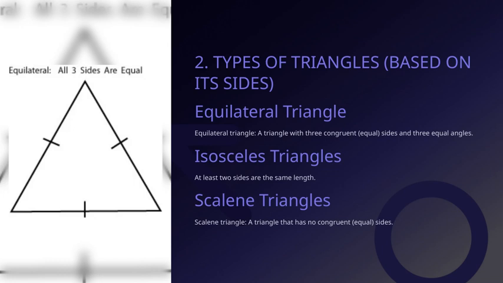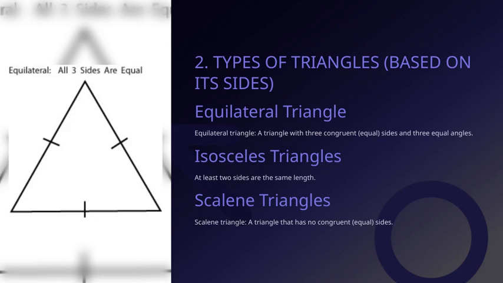Next, we have isosceles triangles. These triangles have at least 2 sides that are the same length. The 2 equal sides are called legs, and the angle between them is called the vertex angle. The other 2 angles, opposite the unequal sides, are equal as well. Isosceles triangles are interesting because they balance symmetry with some variation.